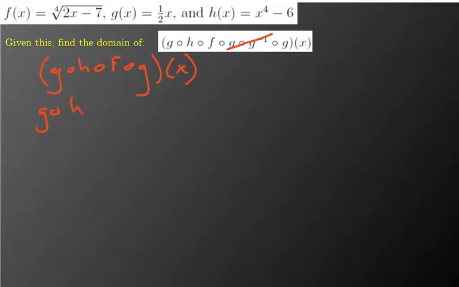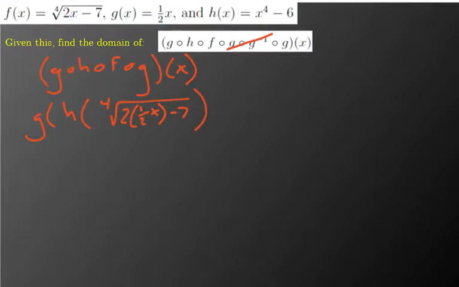Actually, I'll do it this way. I'm going to switch to this notation with the parentheses. I think it'll be a little bit easier. So g inside of f would look like you would take a fourth root of 2 times 1/2 x minus 7. That's me sticking g inside of f.